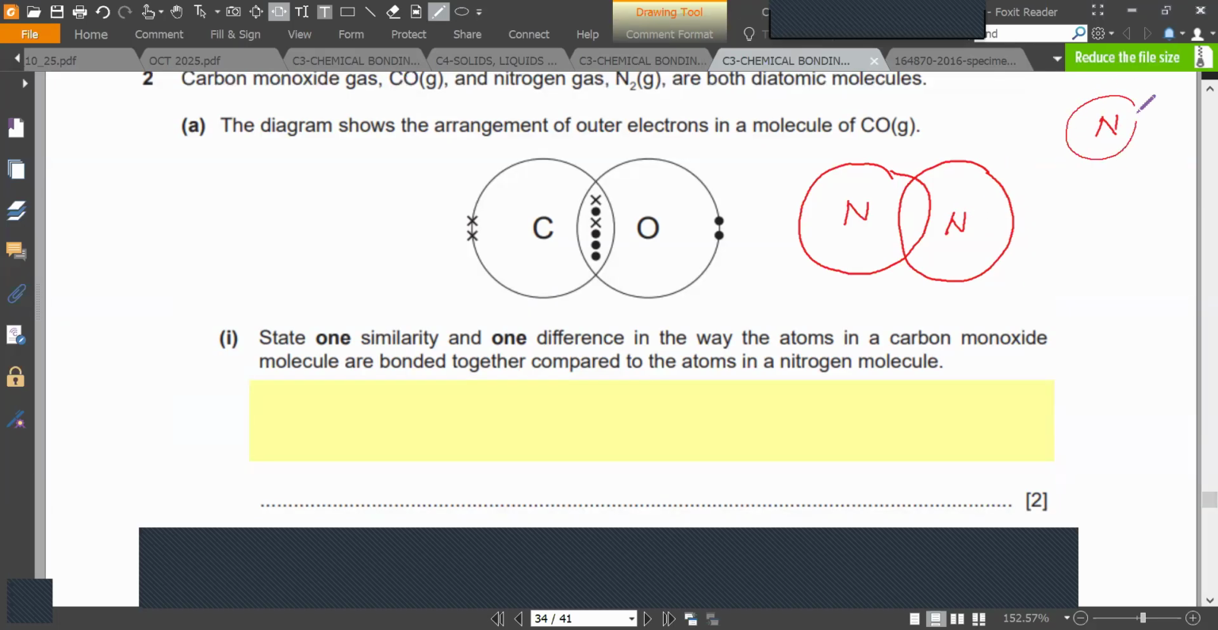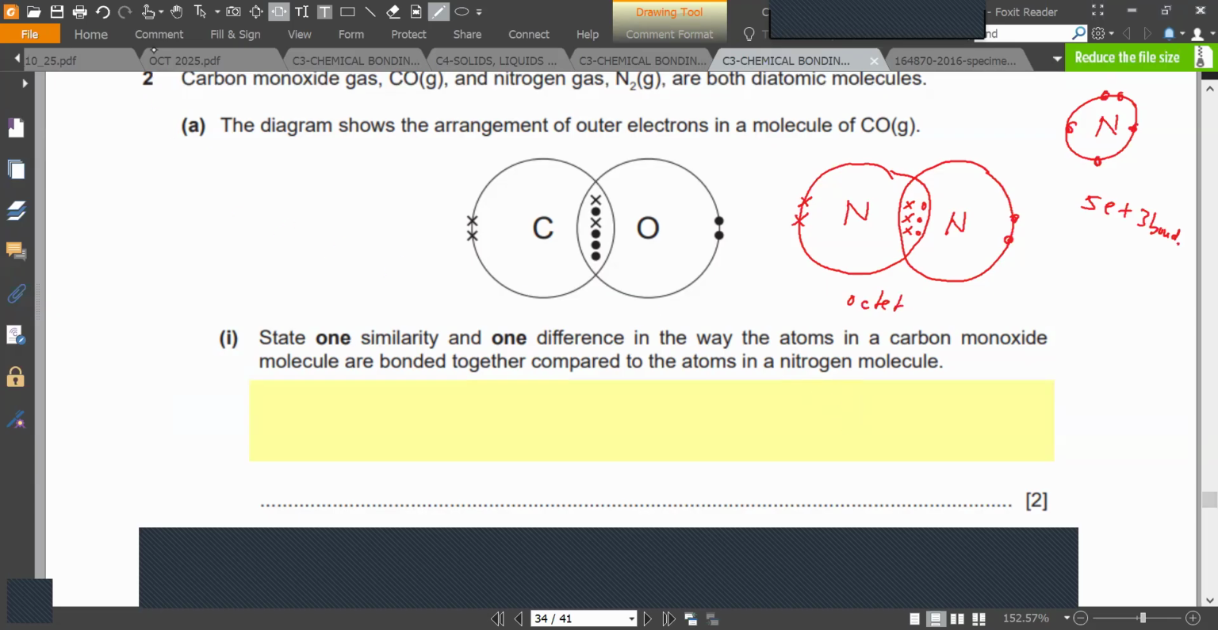So the nitrogen atom is in group 5, with 5 outer electrons. It needs to form 3 bonds, which means it's sharing 3 electrons. 1, 2, 3. And then here also sharing 1, 2, 3. So now it ends up with the octet.